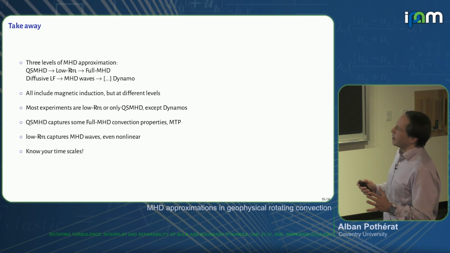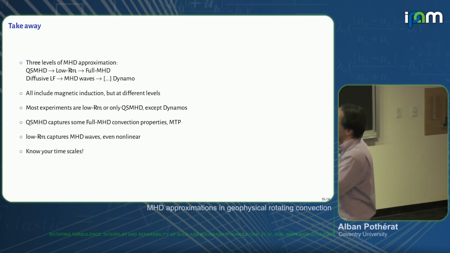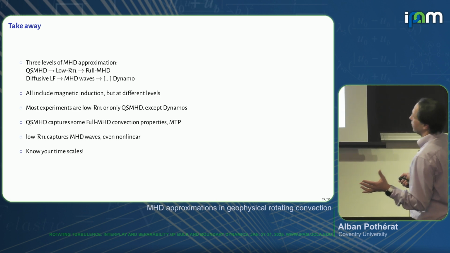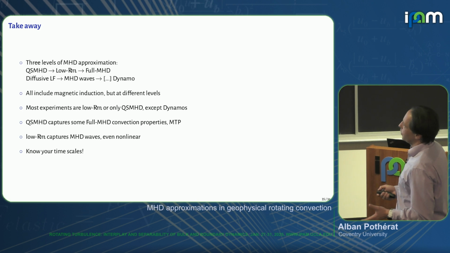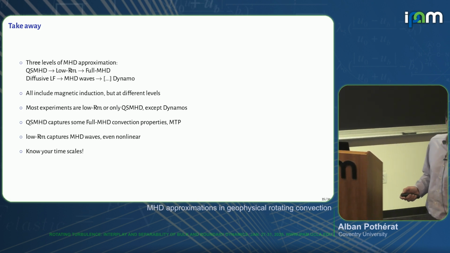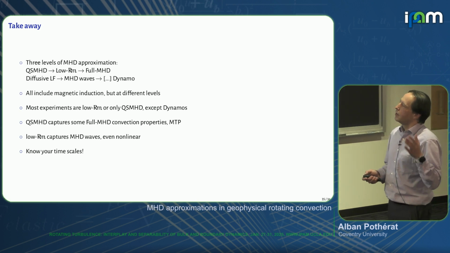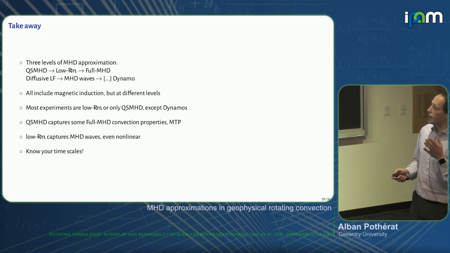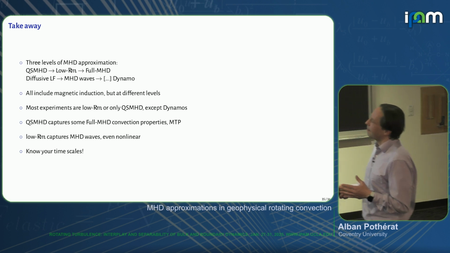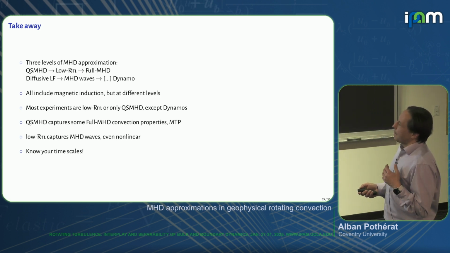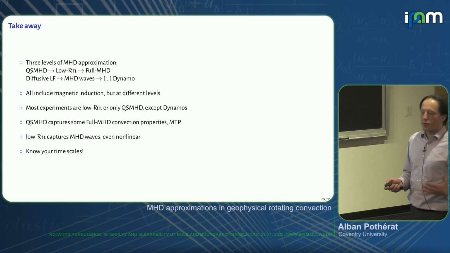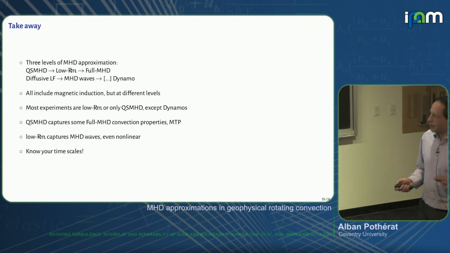So that finishes the talk. What are the takeaway messages? In MHD experiments that are relevant to, or try to be relevant to geophysics, there are 3 levels of approximation. QS MHD: no wave, no dynamo. Low Rm: you can get waves. And full MHD: you may get a dynamo if you're lucky, clever, and have a lot of money. All of these include magnetic induction, just at different levels of approximation. None of these has no induction, just to be clear.